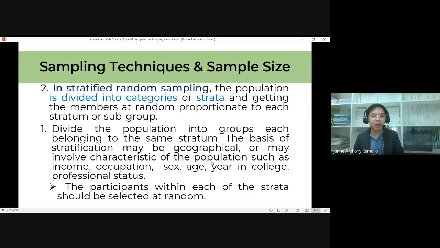And then the participants within each strata should be selected at random. So if you pick one of the strata that would be the subject of your research, then you must select the participants within that particular strata or stratum at random. Okay?